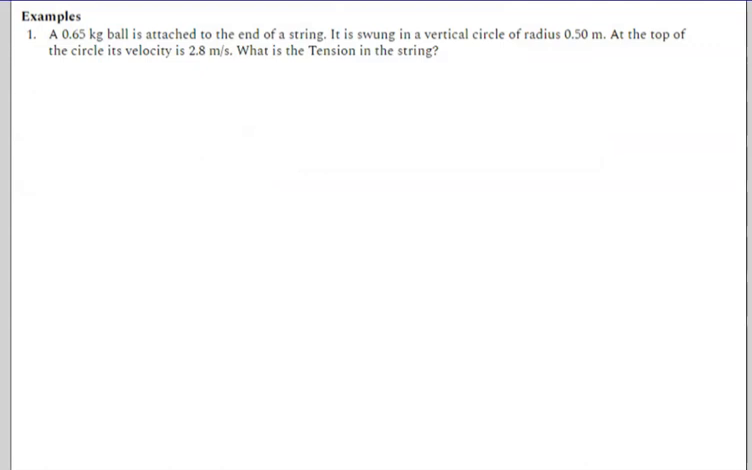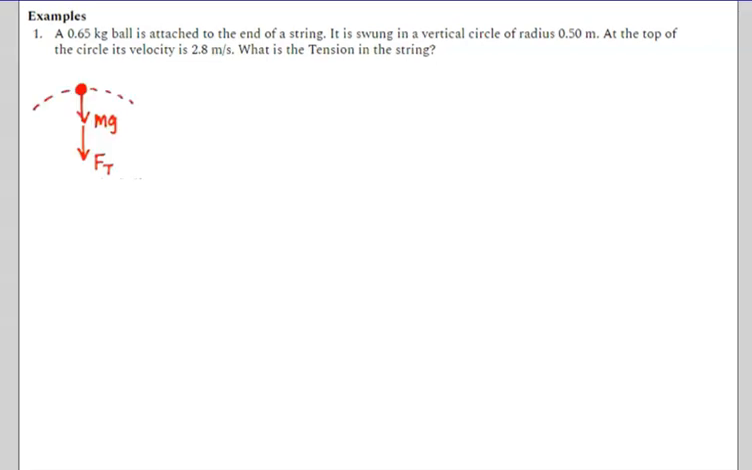A 0.65 kilogram ball is attached to the end of a string. It is swung in a vertical circle of radius 0.5 meters. At the top of the circle, its velocity is 2.8 meters per second. What is the tension in the string? Our first step is to draw a free body diagram. In this situation, we've got the weight of the ball acting down, and we've got the tension also acting down.